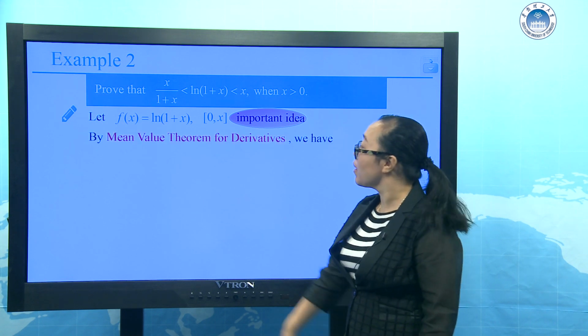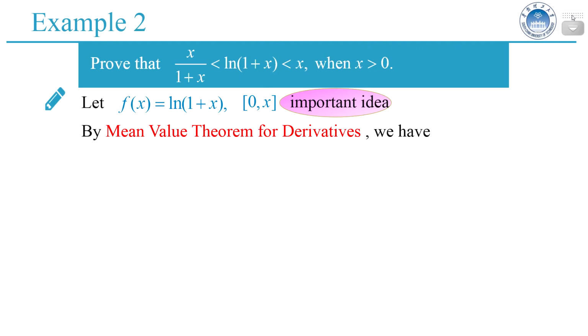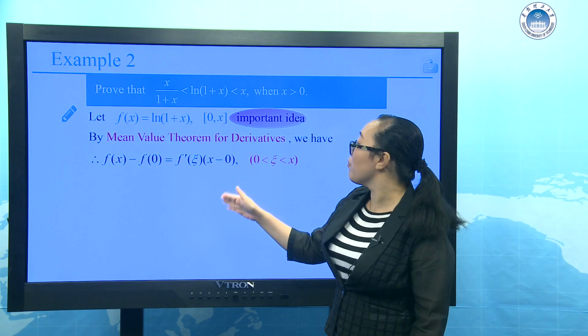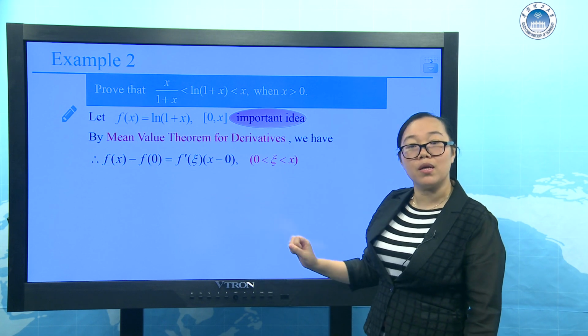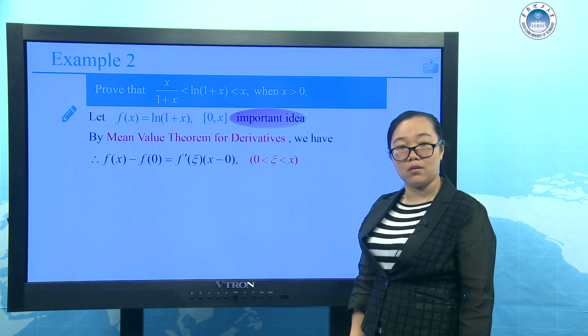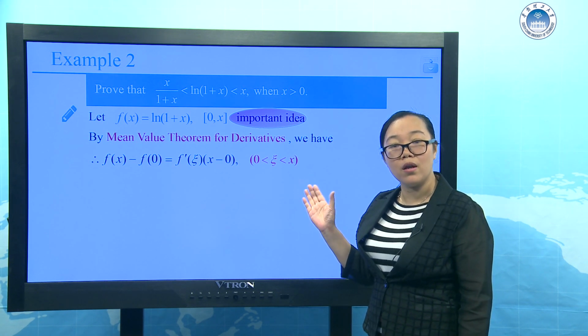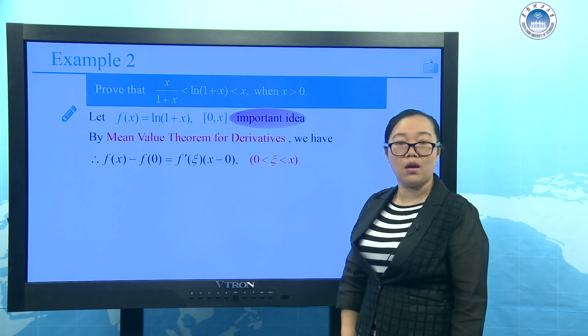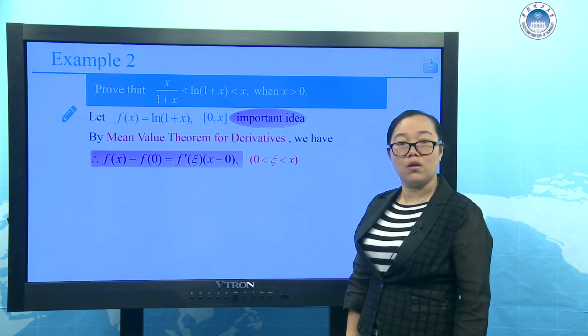So now, together. By the mean value theorem for derivatives, we have f(b) minus f(a). What is our b? b is x. So f(b) means f(x), minus f(a). f(a) means f(0), equals f prime of c times (b minus a), which means x minus 0, where c is between a and b, between 0 and x. According to the basic mean value theorem, we can write it out. And then the analysis: how to write it?